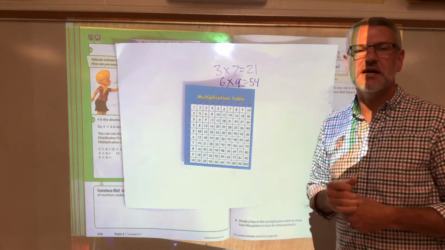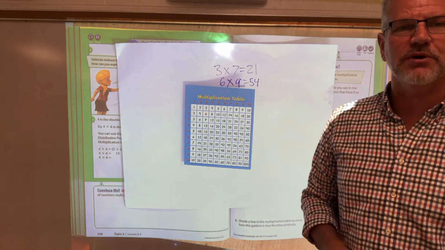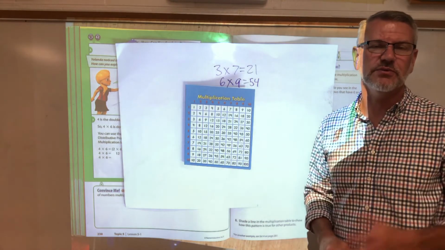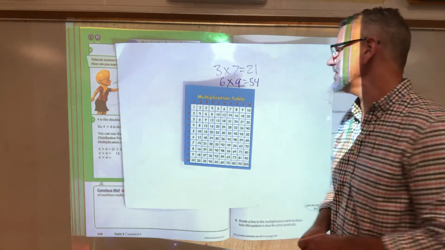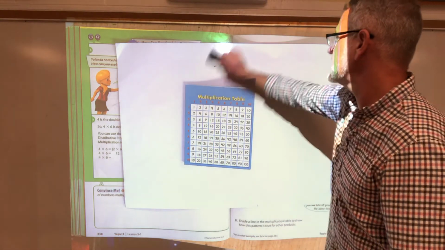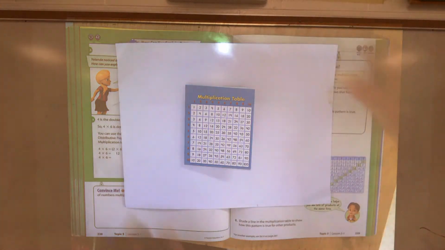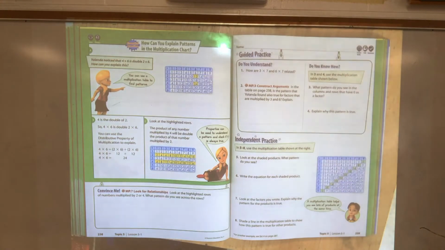Now this multiplication table and the way it's set up can really help you, and it's got a lot of neat little tricks and patterns, and we're going to look at some of those in today's lesson. So let's erase this and get this out of the way. And we'll look at the book.